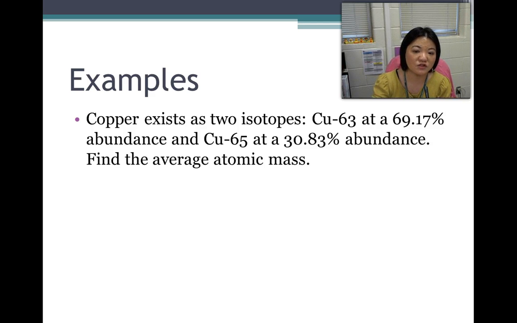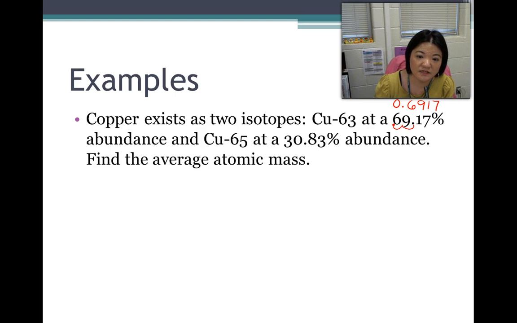Copper exists as 2 isotopes. We got Cu63 at a 69.17% abundance and Cu65 at a 30.83% abundance. Find the average atomic mass. Alright, so what we are going to do is change the percentages into a decimal first. Okay, and you should know this from math class. You just take the decimal and move it 2 places to the left, and that will give you 0.6917. Okay, so 69.17% is 0.6917.